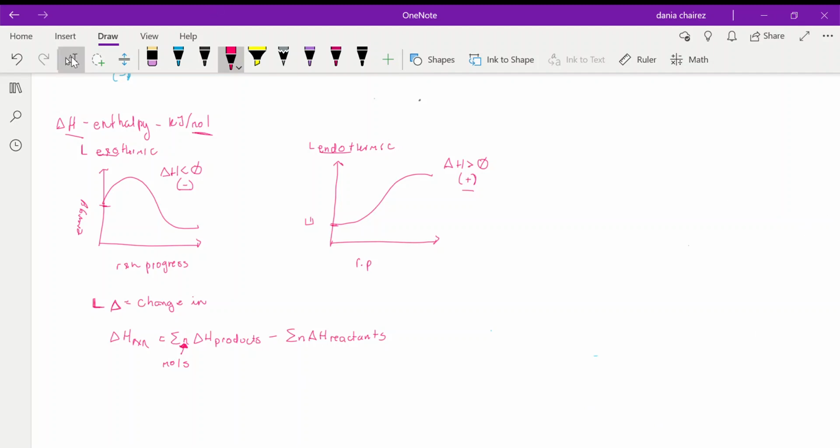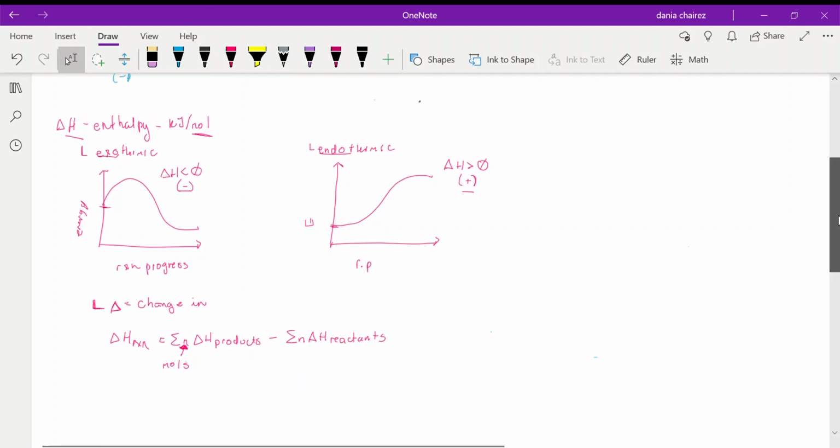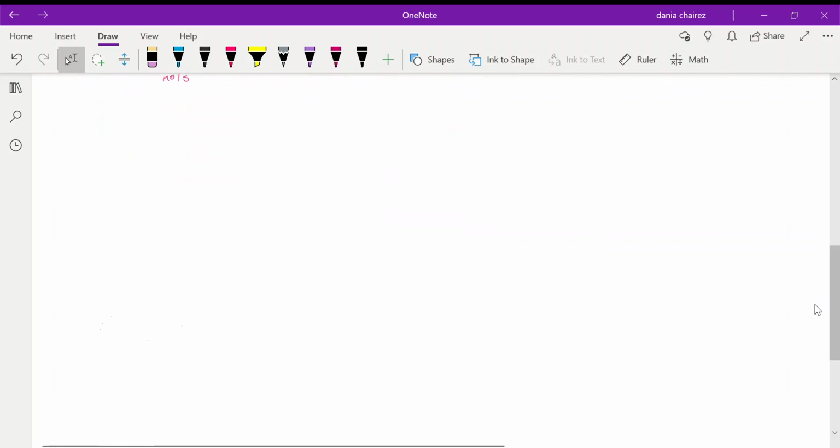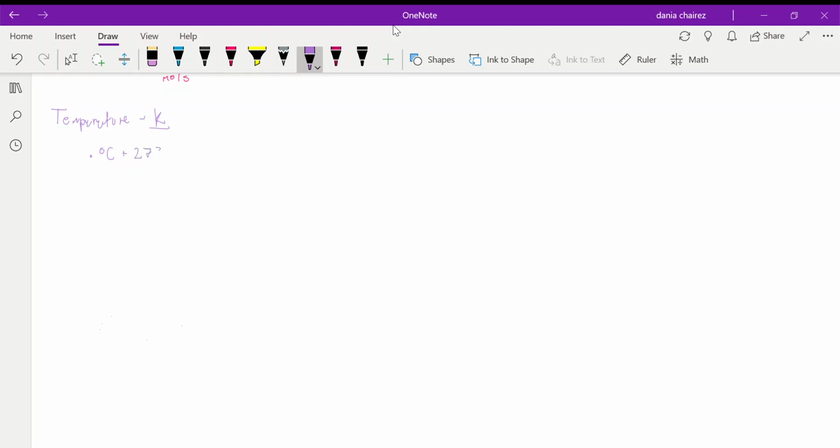Then the next concept in the formula is T, which is temperature. This won't take long because you know what temperature is. In this formula, we measure it in K, Kelvin. So you have to turn your degrees Celsius into Kelvin by adding 273 to it. Just remember to convert, because they're usually going to give it to you in Celsius.